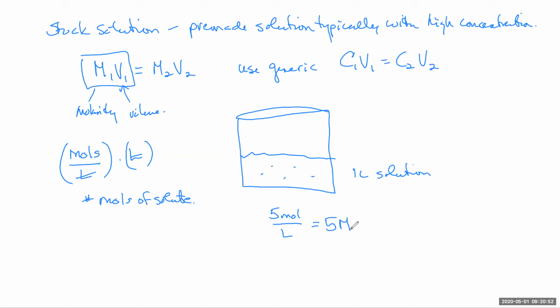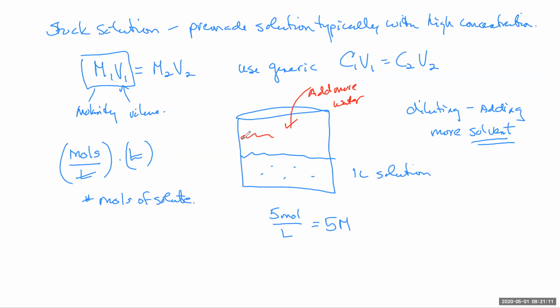Now, what if I diluted it? Diluting means adding more solvent, not more solution, you're just adding more solvent. So what if in this solution, I just added more water? If I add more water, my volume is now going to be up here. And so what's true is how many moles of solute do I still have in there? I still have 5 moles of solute.